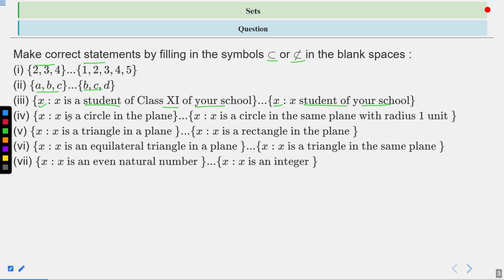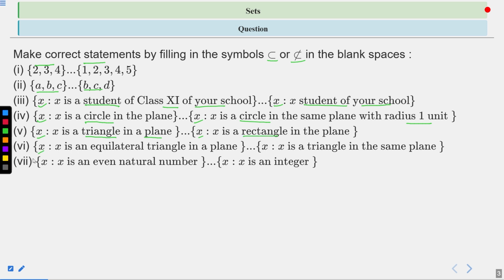In fourth, set builder forms are given to you. Collection of all X such that X is a circle in the plane. And second is X such that X is a circle in the same plane with radius 1. So unit circle. Now fifth statement with 2 sets in set builder form. First one is collection of X such that X is your triangle in a plane. And second is collection of X such that X is your rectangle in the plane.